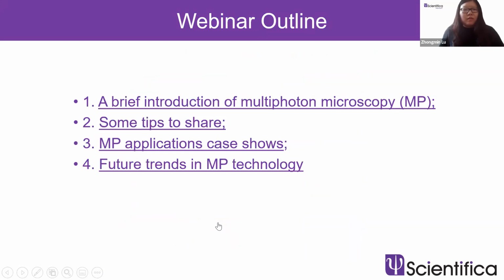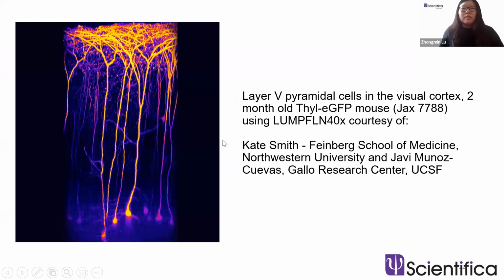Now let's have more fun. Here I again want to express my gratitude to all our scientific customers for all these great examples that you kindly provided to us. This is layer 5 pyramidal cells in the visual cortex, and you can see this is really nice volumetric 2P imaging. You already notice that the deeper it goes, the more scattering there will be.